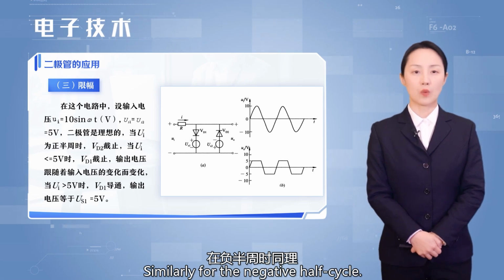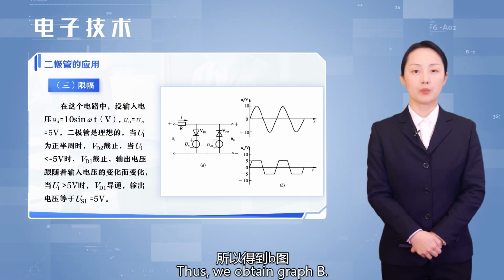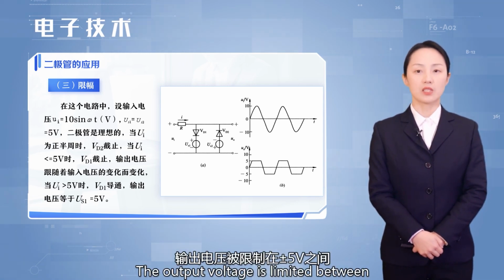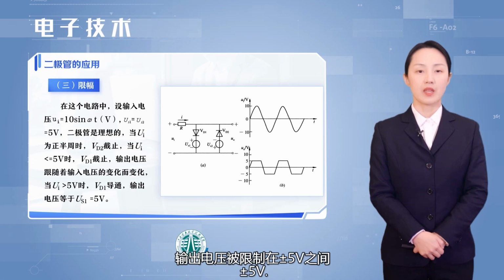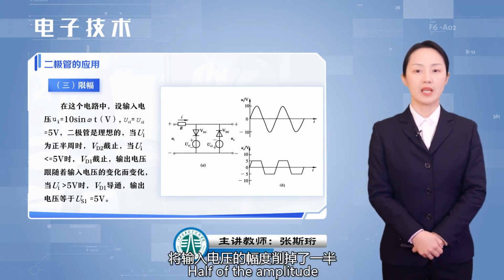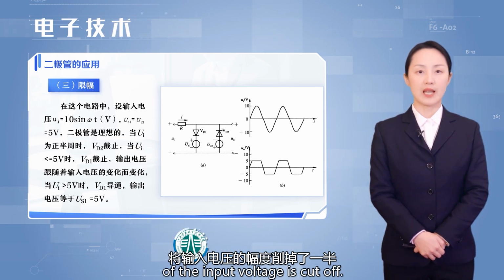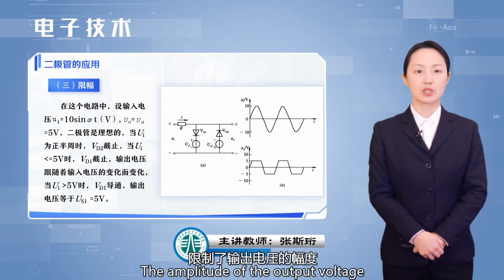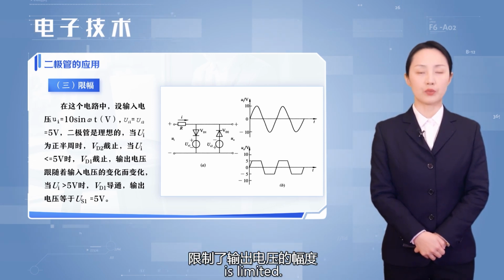Similarly, for the negative half cycle, thus we obtain graph B. The output voltage is limited between plus or minus 5 volts. Half of the amplitude of the input voltage is cut off. The amplitude of the output voltage is limited.